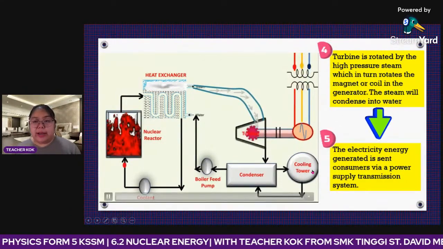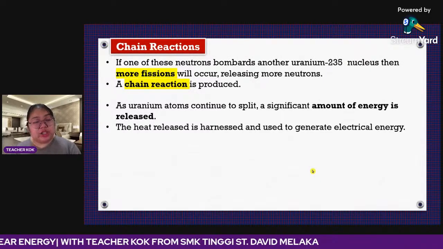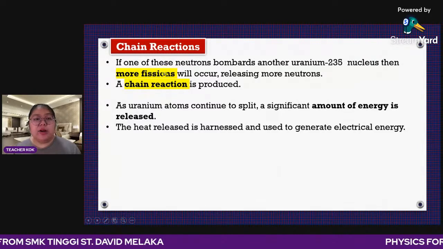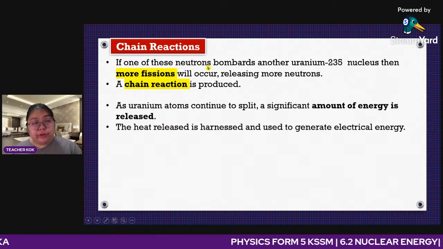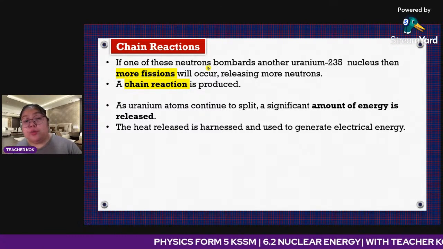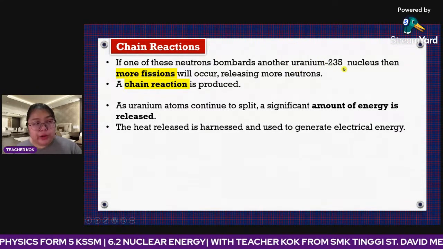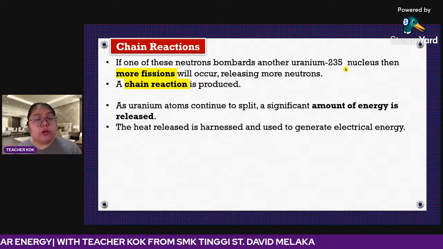Okay, then we go to the next part, chain reactions. Just now I said repeated nuclear fission, there's a chain reaction. Now they explain for you. If one of these neutrons, remember the fission is a neutron bombarding the uranium, so they bombard another uranium. So that means nuclear fission produces how many neutrons? We got 3 neutrons, don't forget.